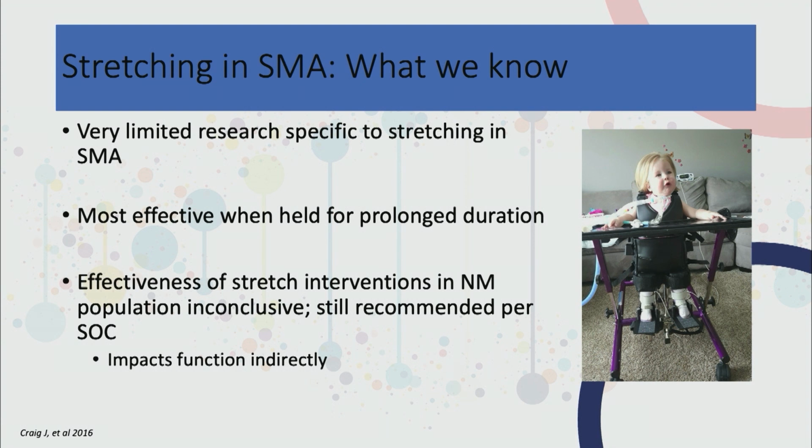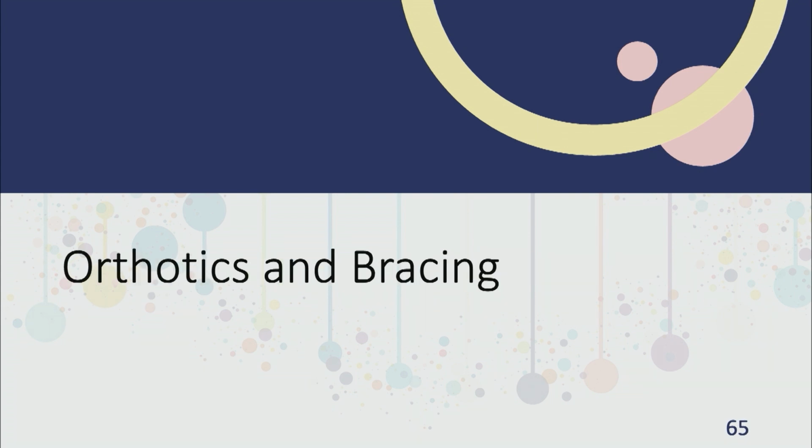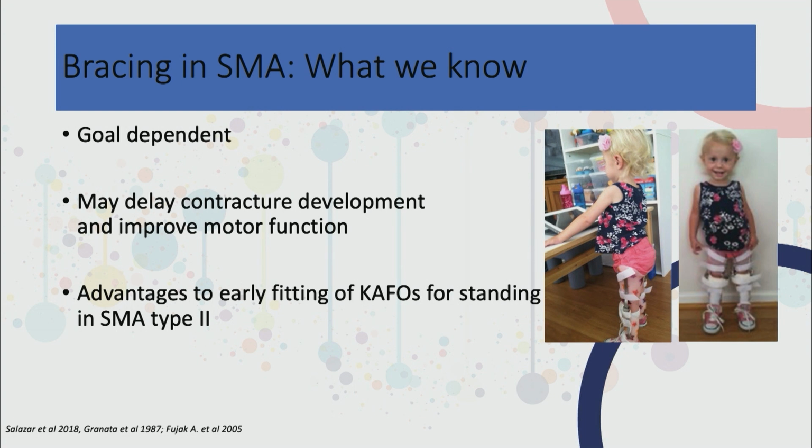And when we look at stretching in SMA, we have very similar limited evidence to support it, yet it's continued to be recommended in the standard of care, and we find that it is most effective when held for a more prolonged duration. So we'll go now into more of those longer duration stretches and strategies, which include orthotics and bracing. For bracing, what we know is it is most effective if it is related to a particular goal, and that the use of bracing may help delay contracture development and improve motor function.